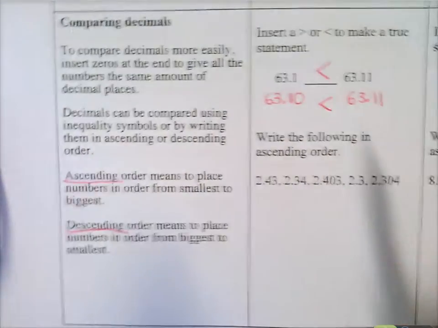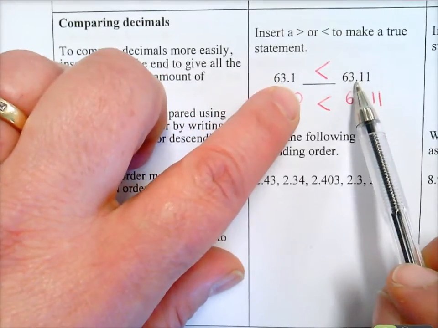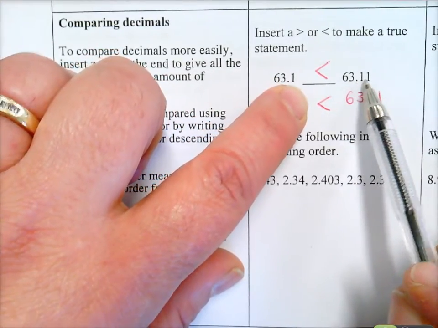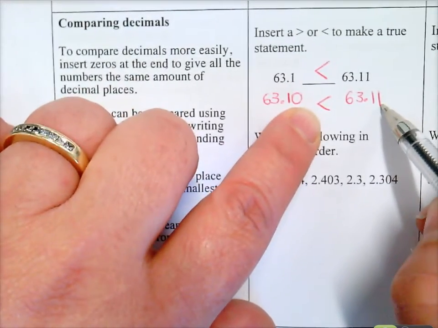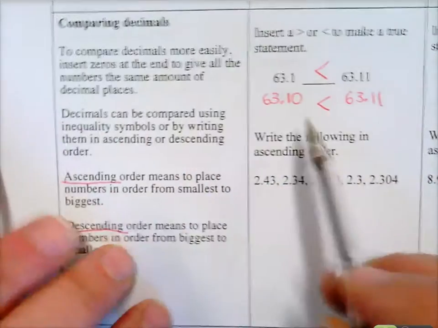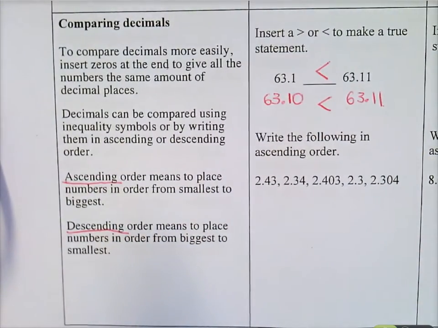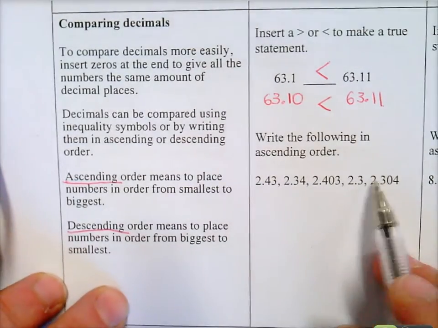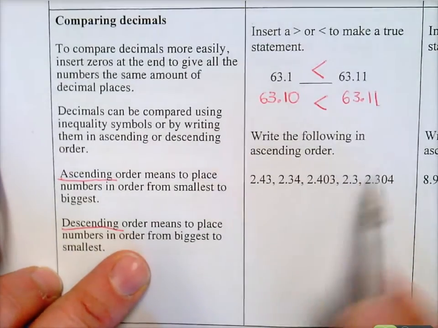The other thing you can do: the 6's are the same, the 3's are the same, the points are the same, the 1's are the same. Now, I put that 0, what's bigger, the 0 or the 1? The 1. But girls, I prefer to go 63.10, 63.11, 11's bigger than 10. Makes more sense. Okay, girls, now we want to write these numbers here in ascending order.